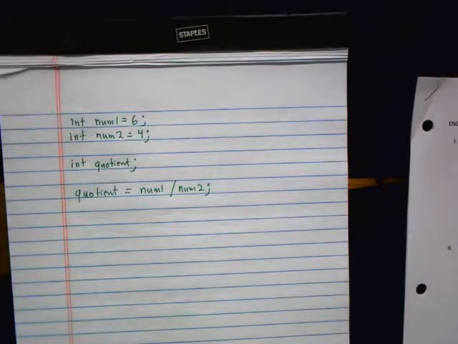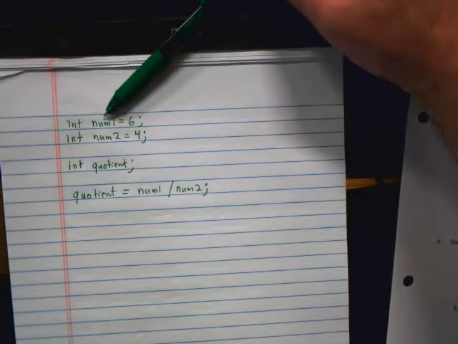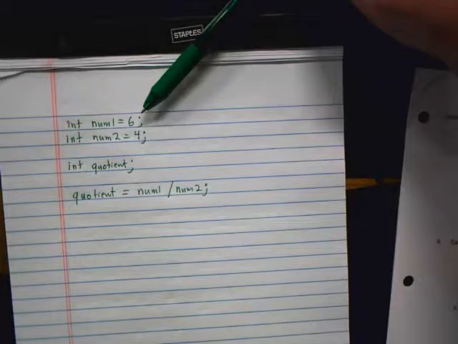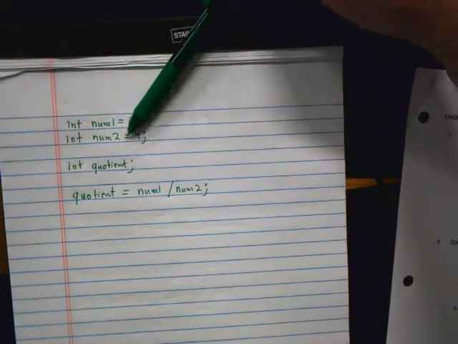All right, so this might be a little block of a program. Int num1 equals 6. It declares the variable num1 and initializes it with the number 6. So num1 is now the number 6. Same thing, num2 is the number 4.